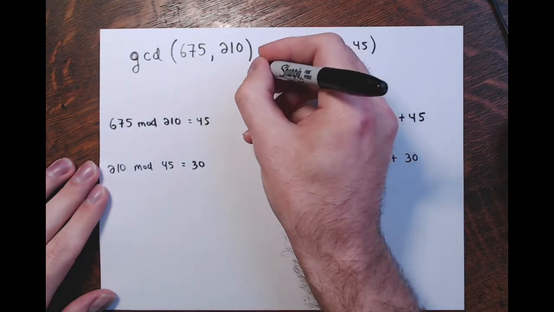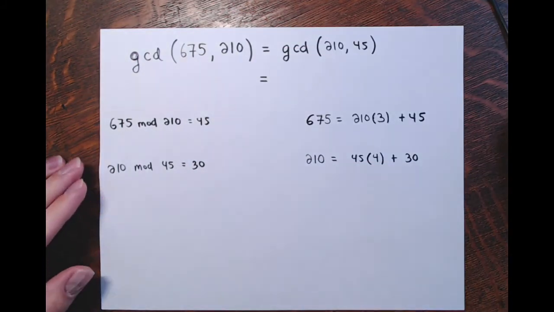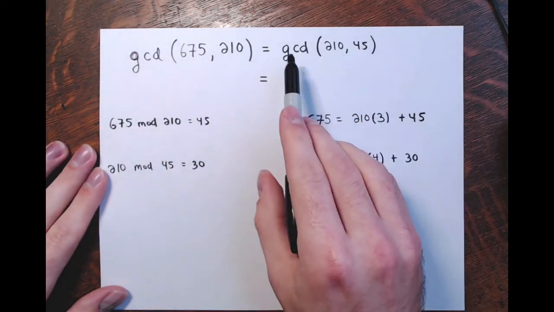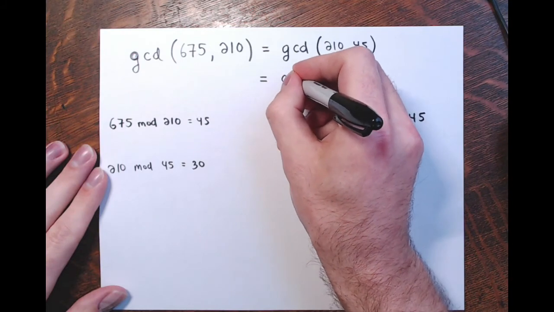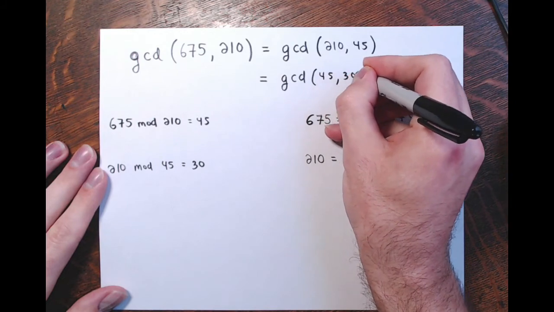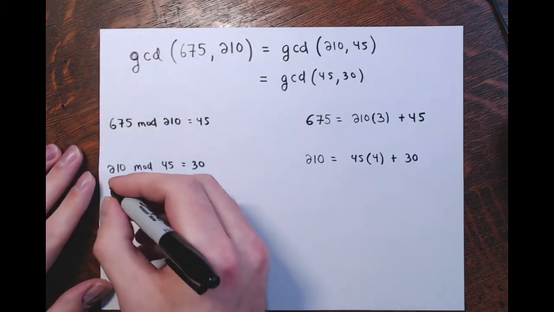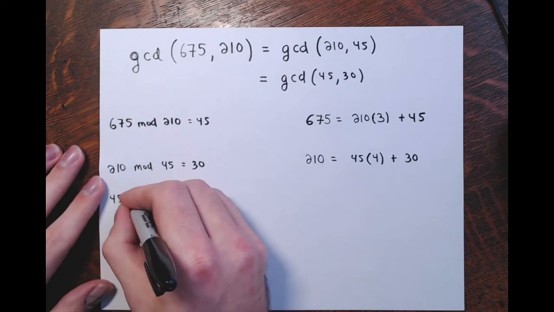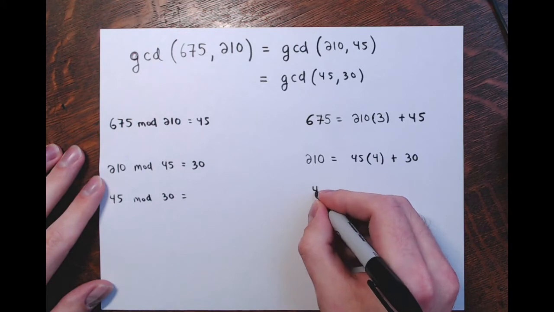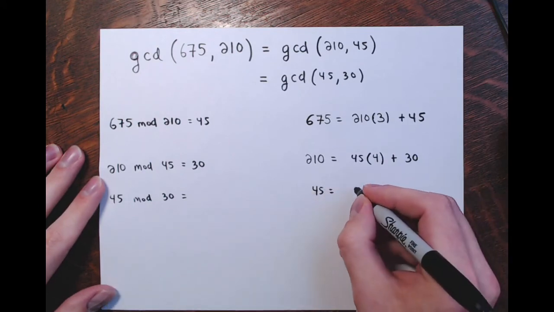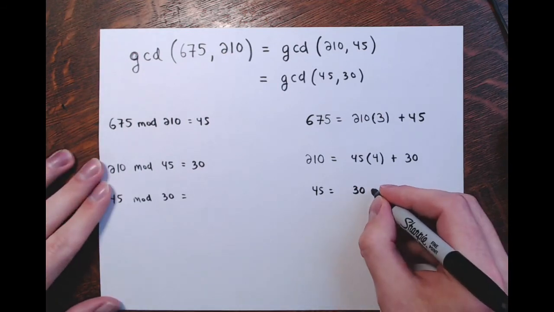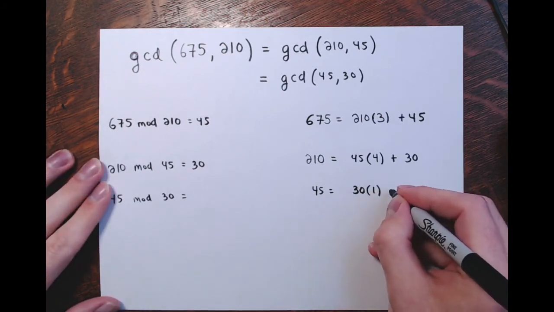And then another application of the greatest common divisor theorem. This greatest common divisor I started with is equal to this, and this would be equal to the greatest common divisor of 45 and 30. So now I want to find what 45 mod 30 is. And this is 15, right? 45 is simply 30 times 1. So I'll write 30 times 1, and then plus 15.